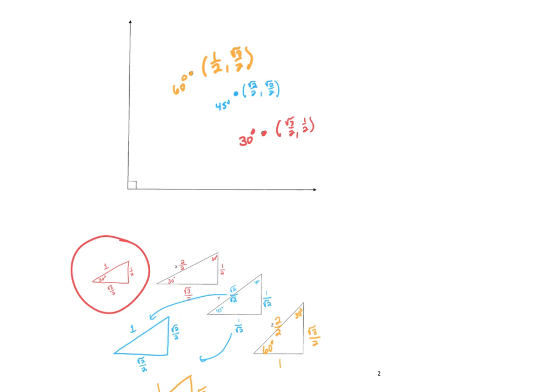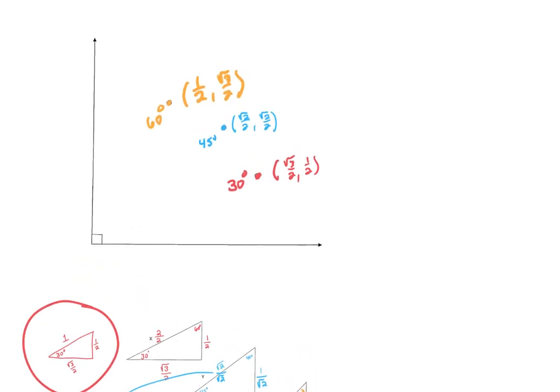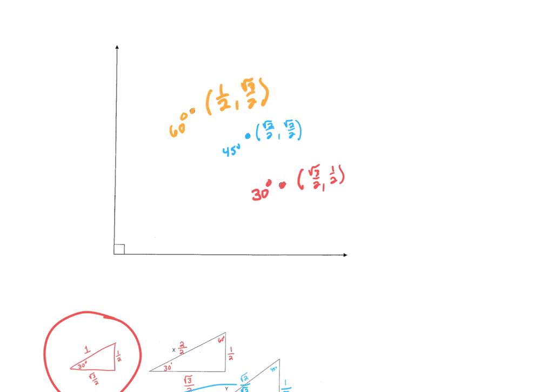So let's finish filling in this. This is just quadrant 1, from your unit circle. This is just quadrant 1. What happened? Here.